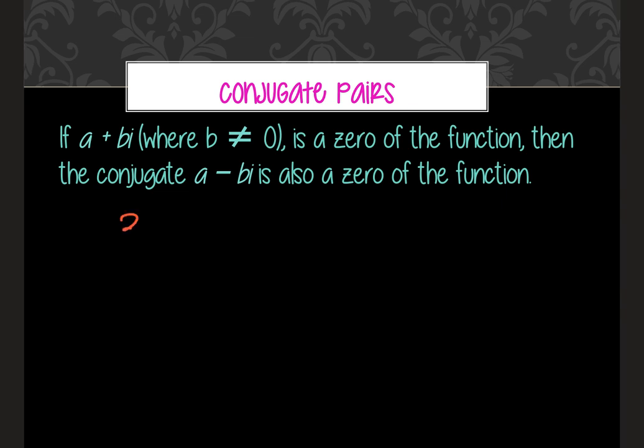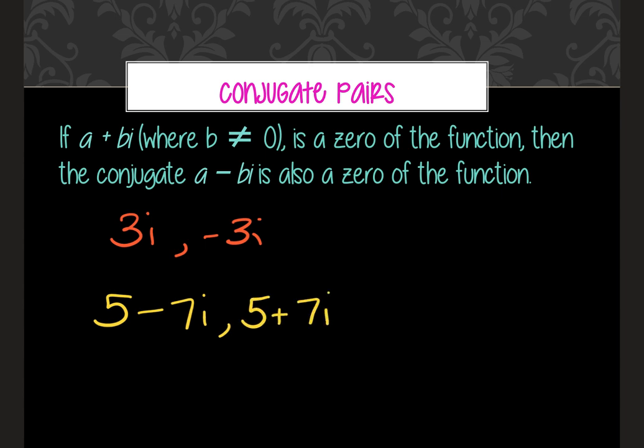So if I told you 3i was a 0 of a function, you automatically know negative 3i is a 0 as well. If I told you 5 minus 7i was one of the answers, then 5 plus 7i also has to be an answer, okay? Imaginaries come in pairs.